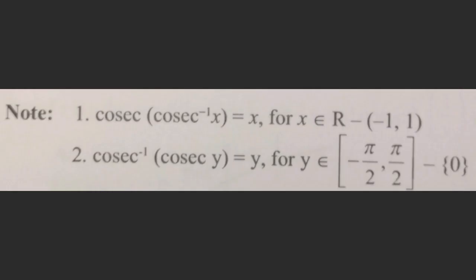Now at this stage, we can conclude two important notes. First one is cosec inverse of x is equal to x for x belongs to the set of real numbers minus open interval minus 1 to 1. And the second note is cosec inverse of cosec of y is equal to y for y belongs to the closed interval minus pi by 2 to plus pi by 2 except 0.